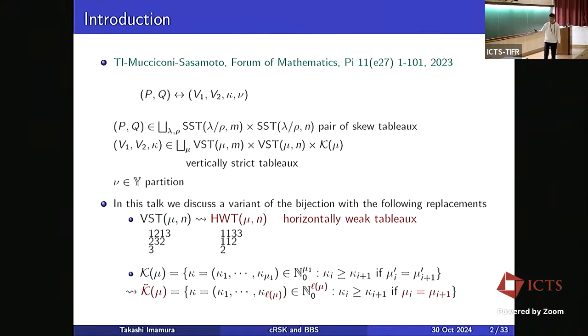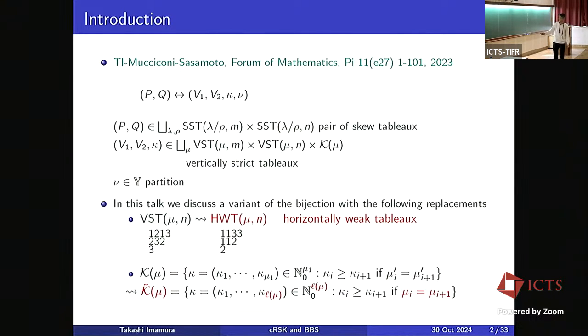First, let me briefly recall the bijection introduced by Tomohiro, and introduce our main result in my talk. In this paper and in the previous talk, we have this bijection, where P and Q is the pair of skew tableaux with the same shape. And on the right-hand side, B1 and B2 is a vertically strict tableau. So this is the example.